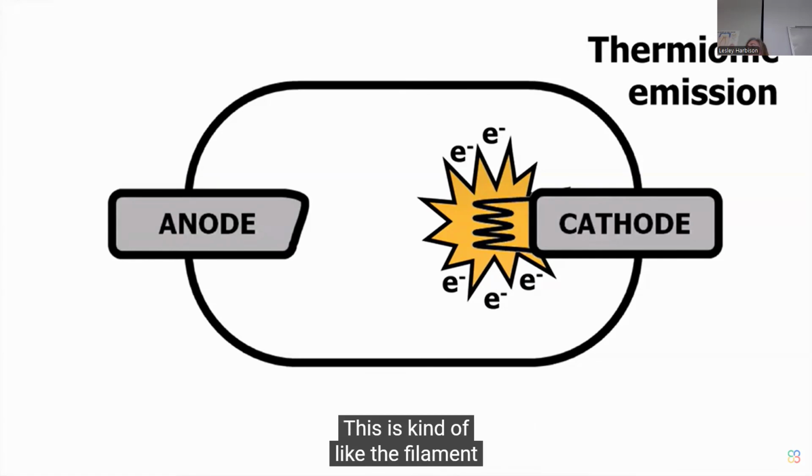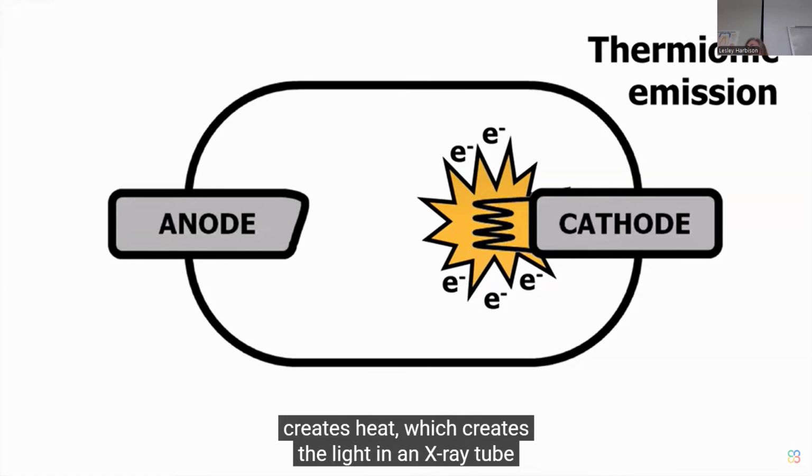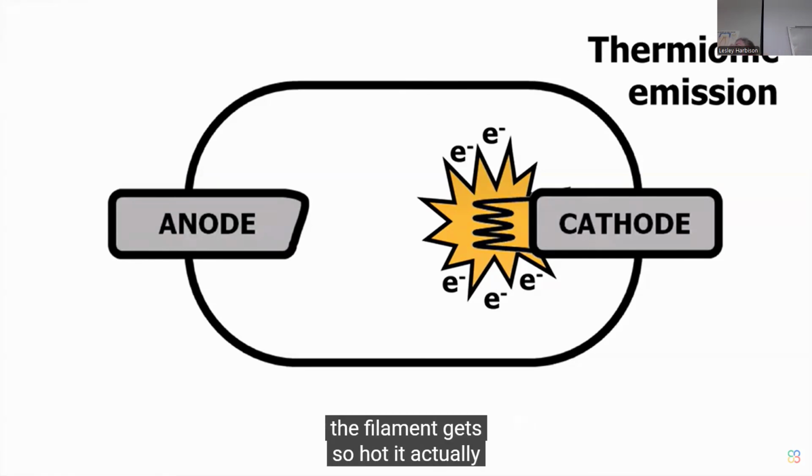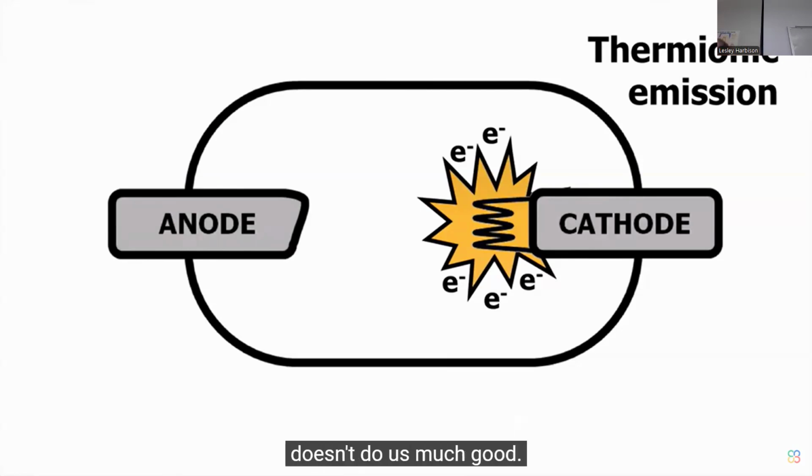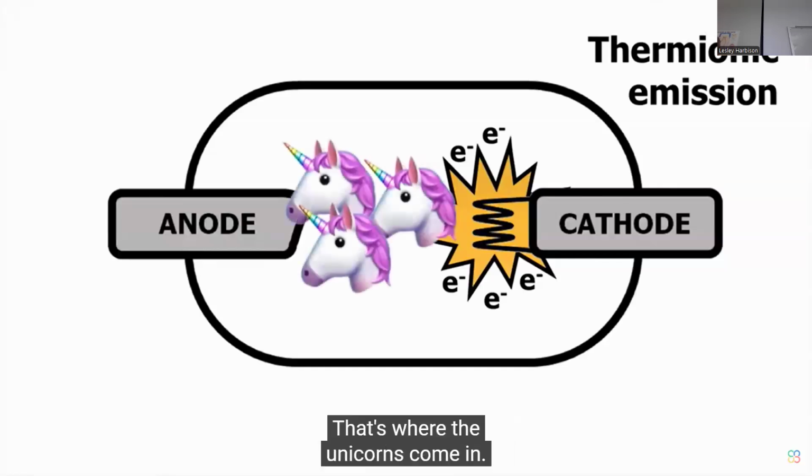This is kind of like the filament in an incandescent light bulb. A current running through the light filament creates heat, which creates the light. In an X-ray tube, the filament gets so hot, it actually creates free electrons. The cloud of electrons doesn't do us much good. So what happens next? That's where the unicorns come in.